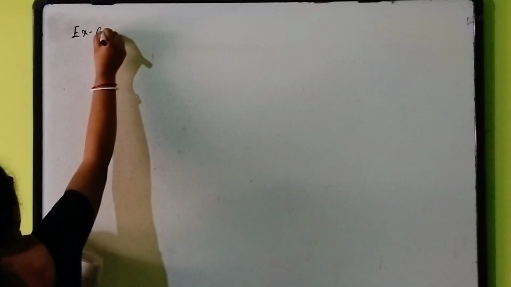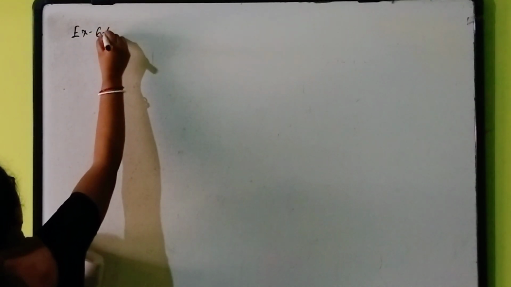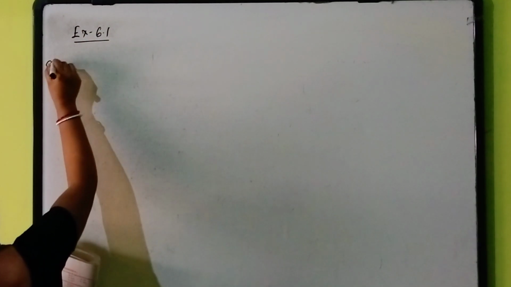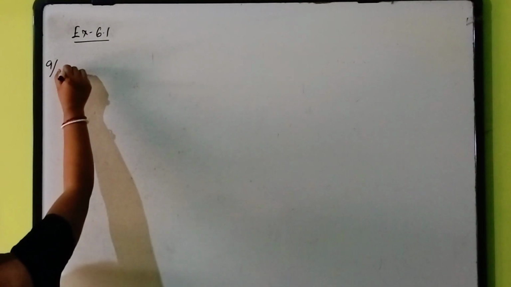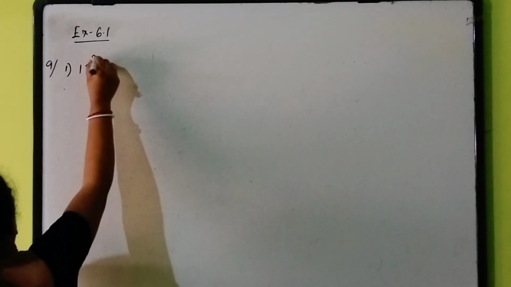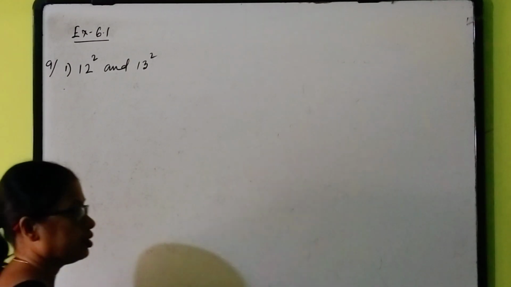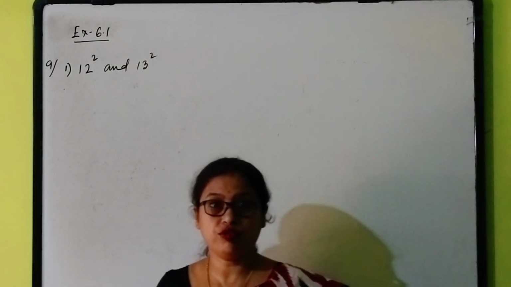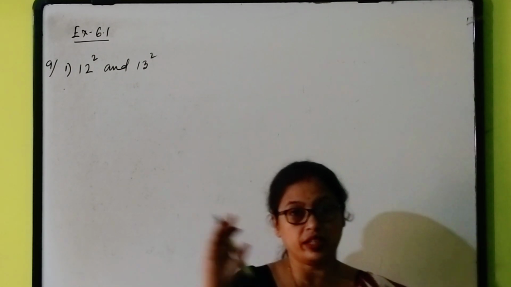Exercise 6.1, question number 9. What is there? How many numbers lie between the squares of the following numbers? Means 12 square and 13 square actually. Can you remember it? The number of non-perfect squares that lie between n square and n plus 1 square.